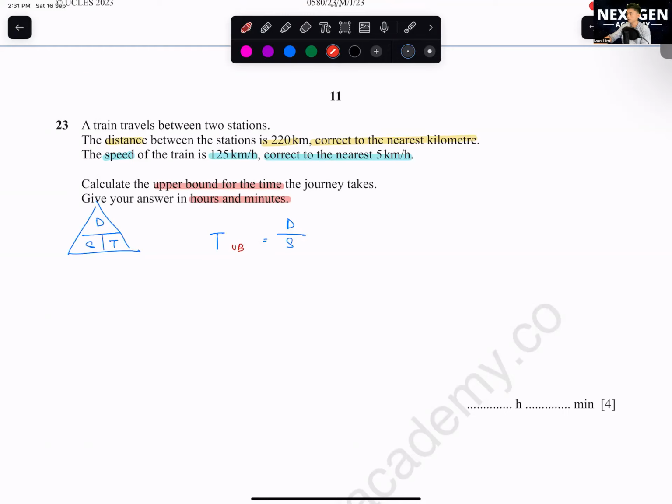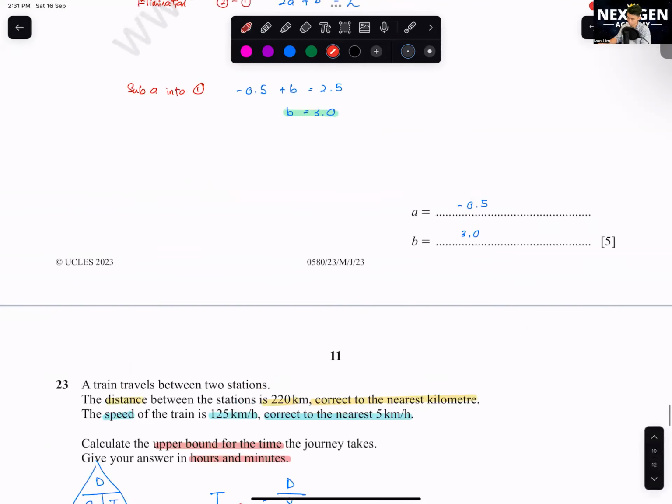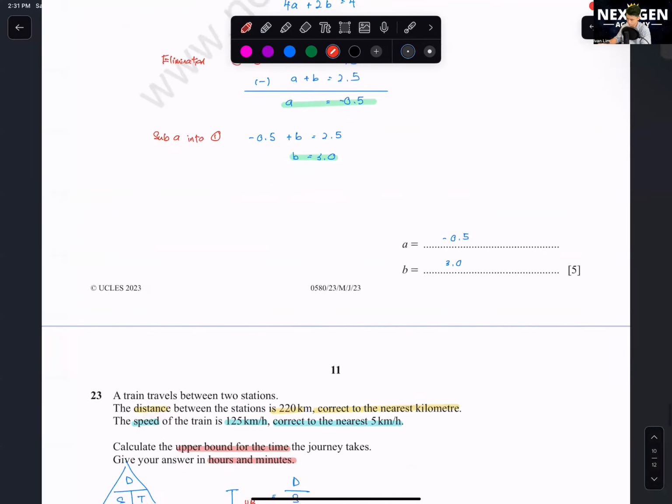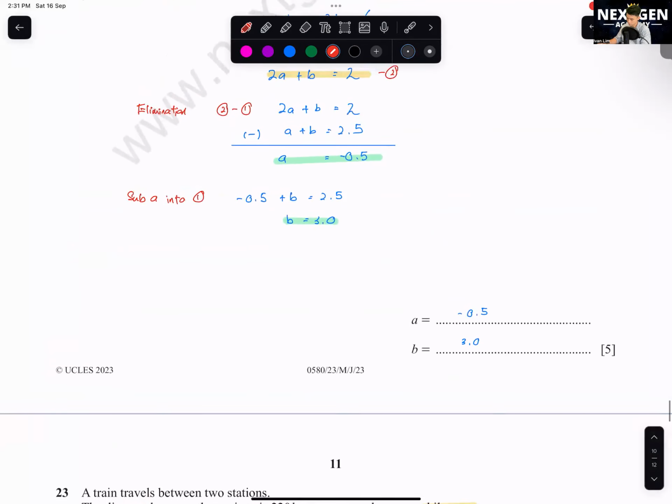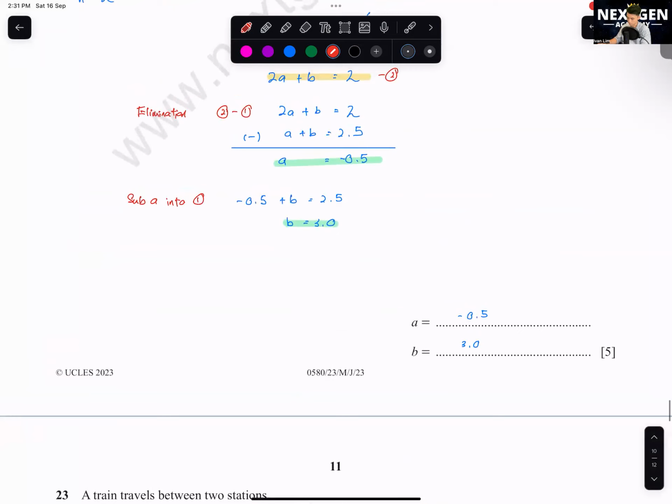Wait, Darren, you say the negative 1 times negative 0.5? Hold on. Why 2 times negative 0.5? No, this is correct.